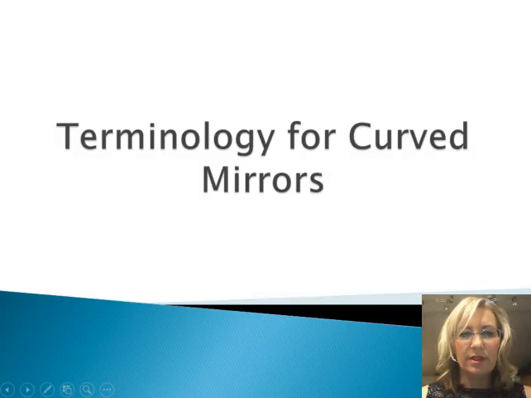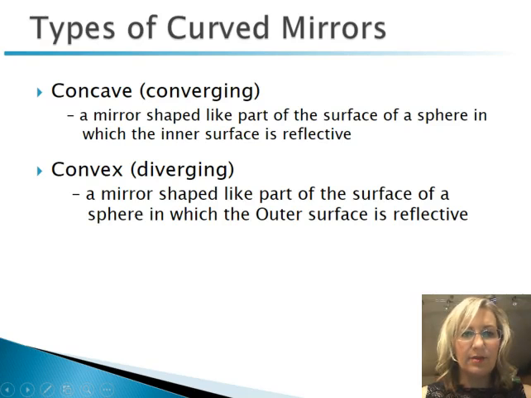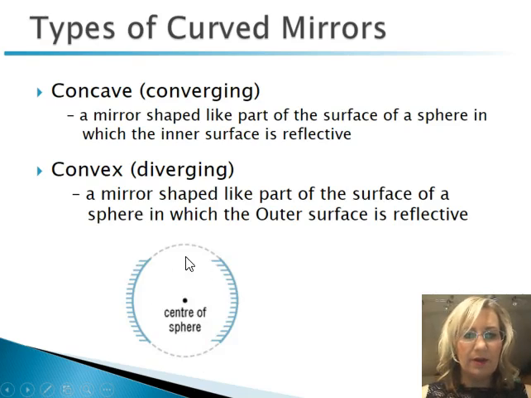Okay, in this video we're going to look at terminology for curved mirrors. There's two main types of spherical mirrors that we deal with in class. The first one is concave, where if you think of the mirror being cut from a circle, so the center of the circle is here, concave means that the reflective surface is on the inside of that sphere. Convex, again, if it was cut from that same sphere, the reflective surface would actually be on the outside right there.